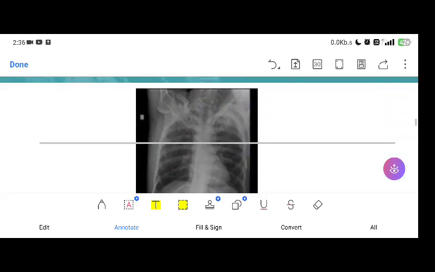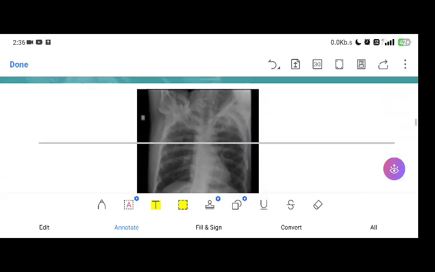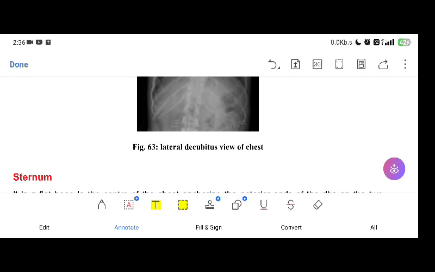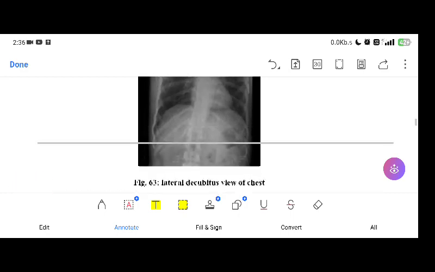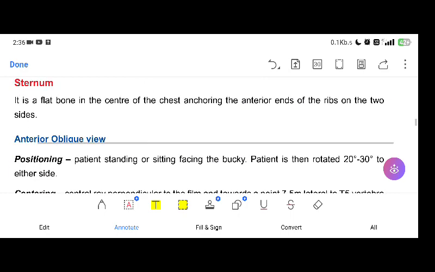And this is the lordotic view, lateral decubitus view of the chest and sternum.